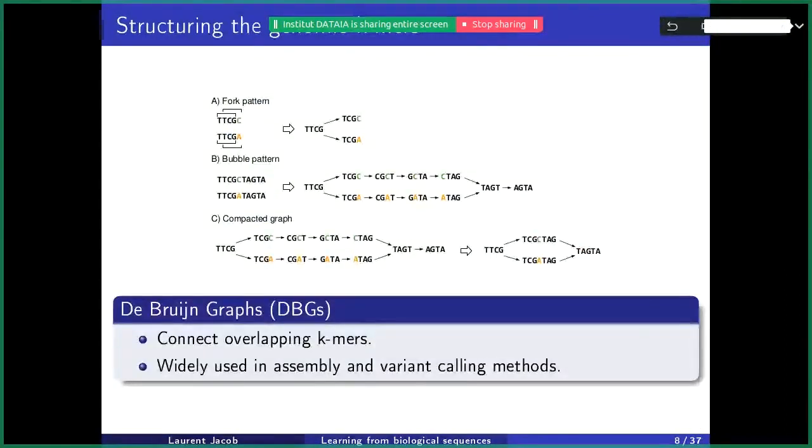to improve things, we've been using de Bruijn graphs. Without going into detail, the de Bruijn graphs are defined over k-mers, the nodes are the k-mers, and they are connecting overlapping k-mers.